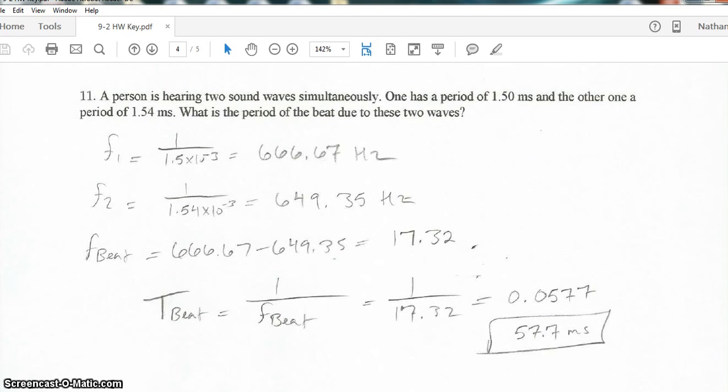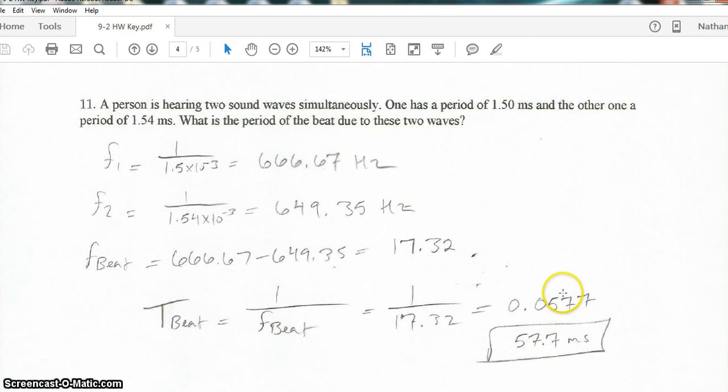Question 11 here is a good example about the way that I can make the beat frequency the trickiest, and hopefully this wasn't too challenging here. A person is hearing two sound waves simultaneously. One has a period of 1.5 milliseconds. The other one has a period of 1.54 milliseconds. What is the period of the beat due to these two waves?